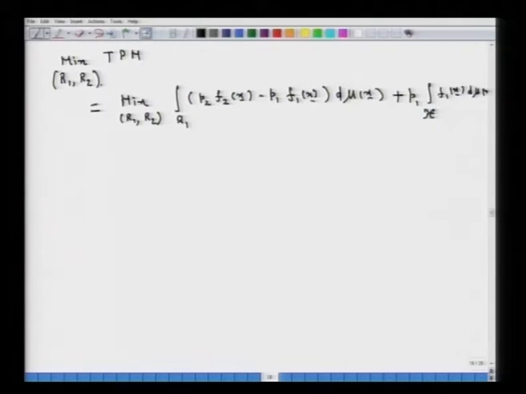Now, it is easy to see that over the region R1, if this integrand is negative, then this quantity is going to be minimized. So, this would imply that the total probability of misclassification will be minimized.